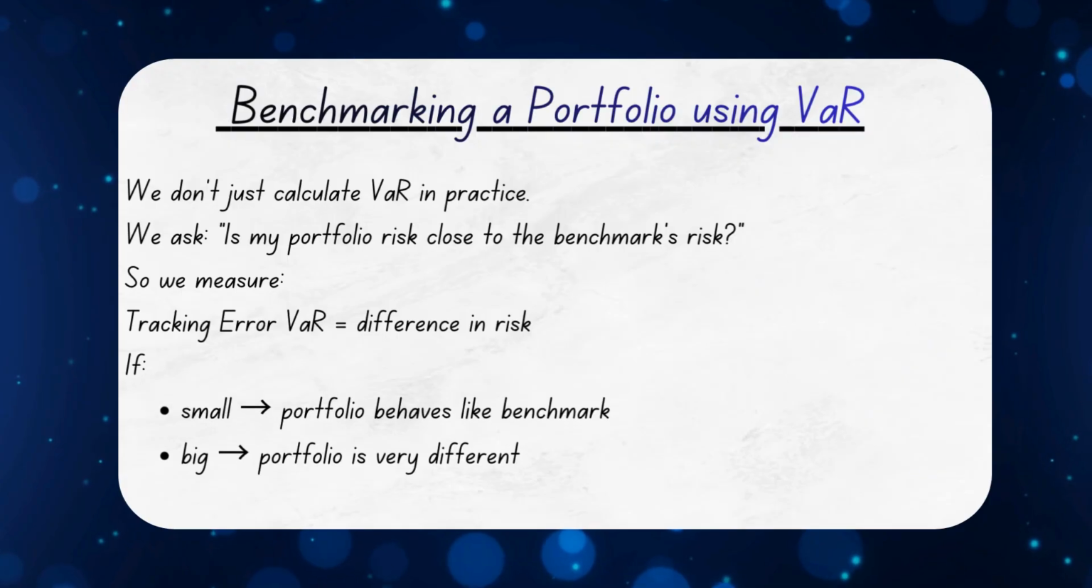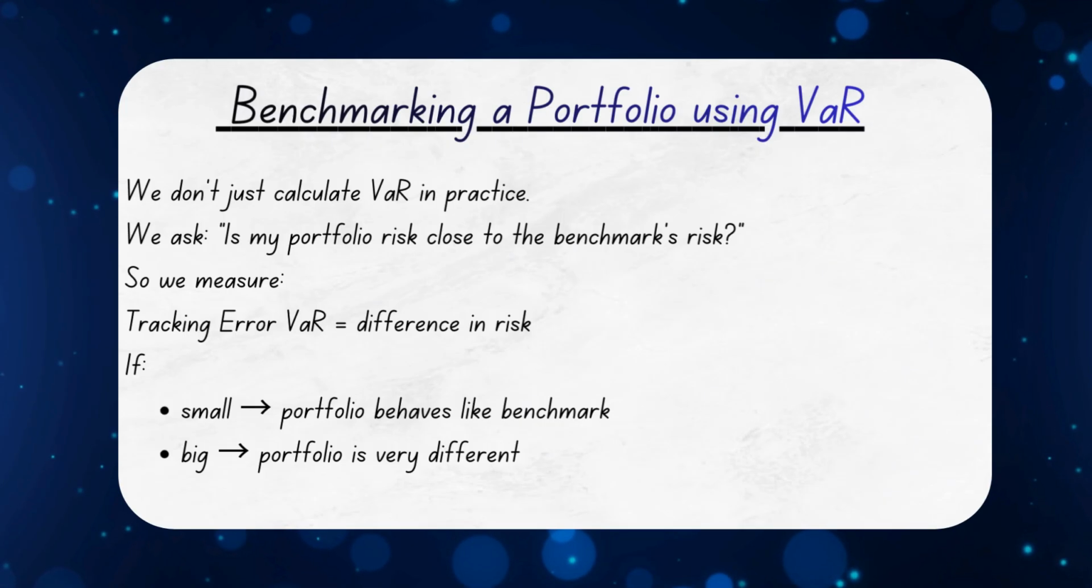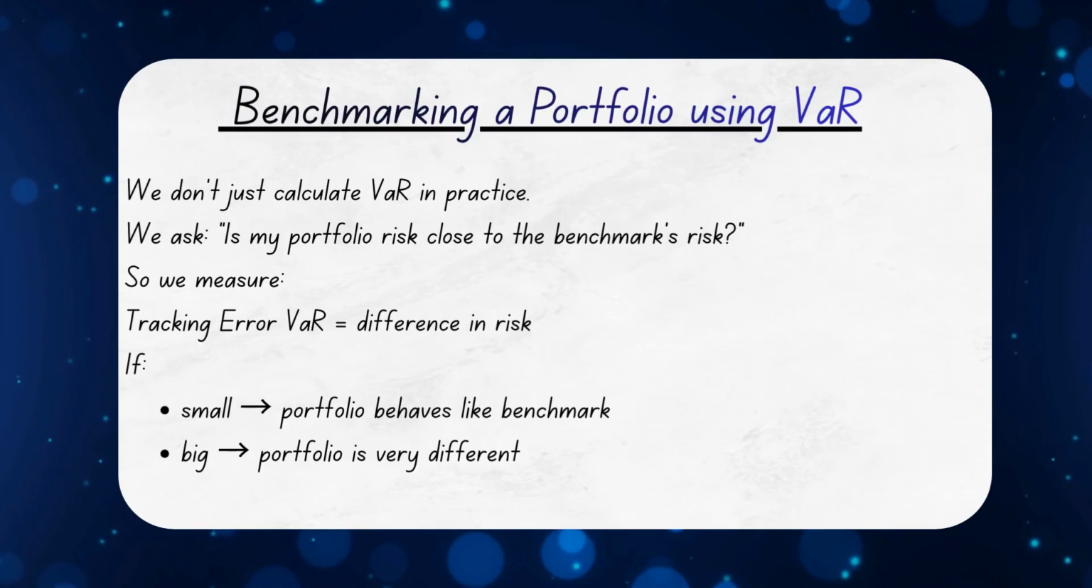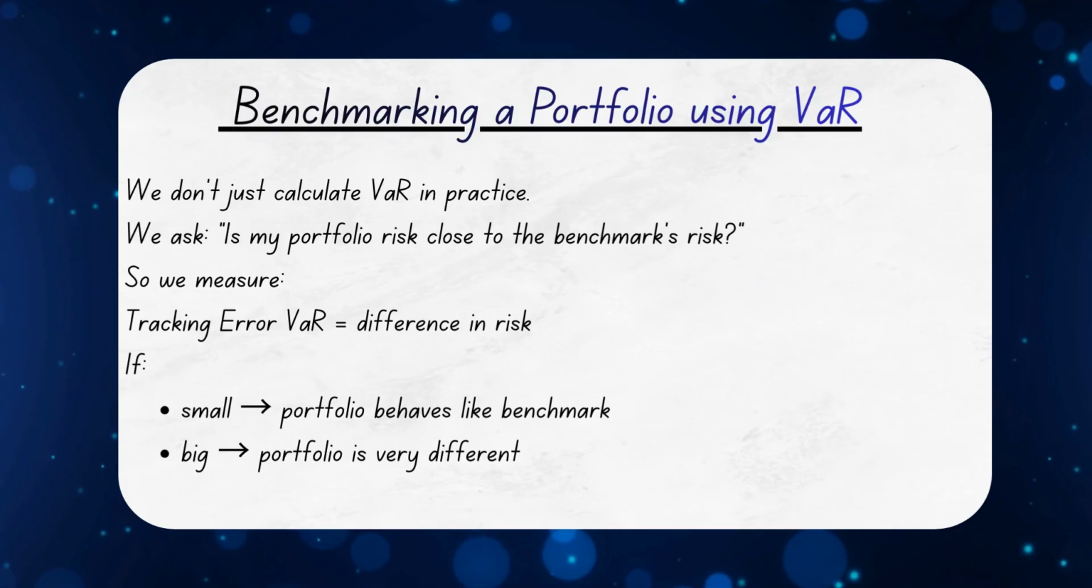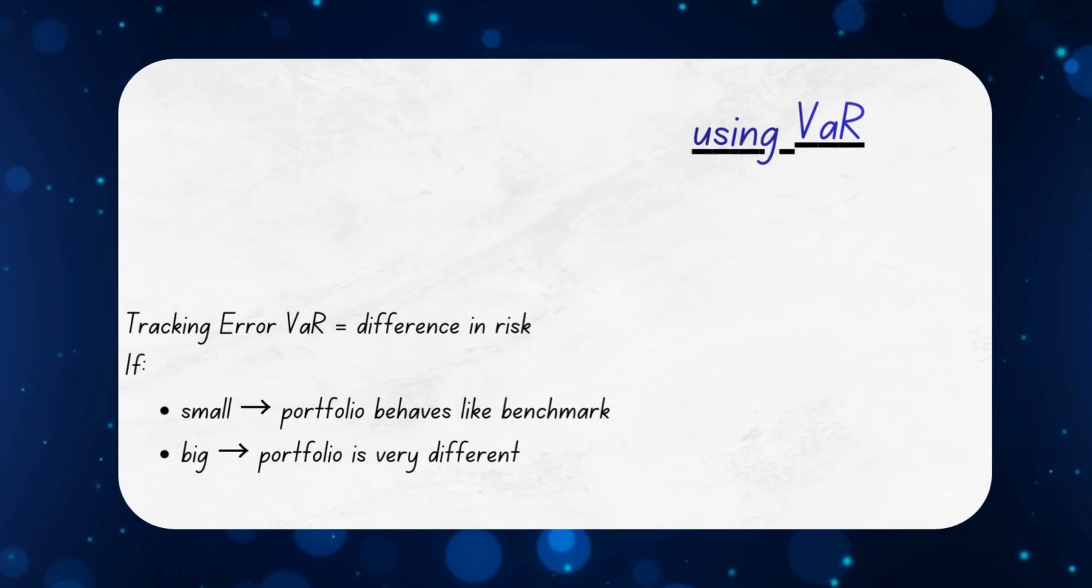When we calculate VaR, we usually think about total risk. But in practice, we don't just ask, how risky is my portfolio? We ask, is my risk close to the benchmark? That's where tracking error VaR comes in. It simply measures the difference in risk. Small means similar behavior. Big means very different.